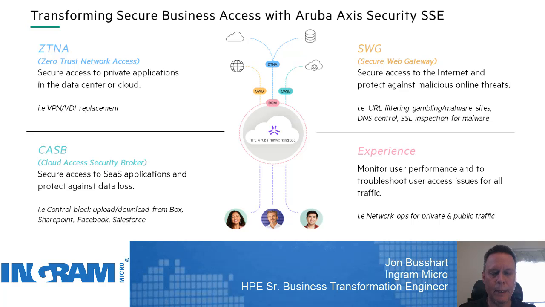There's also CASB, or Cloud Access Security Broker, and this is really the solution that's wrapped around unauthorized access or movement of data to external resources in the environment, or any place you don't necessarily want it to go. There's also SWG, or Secure Web Gateway. This secures access to the internet and protects people from malware or online threats that are out there.